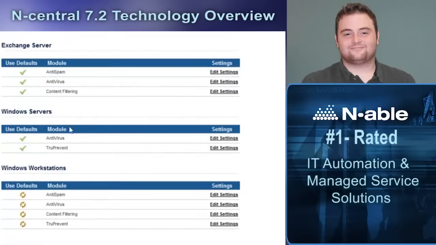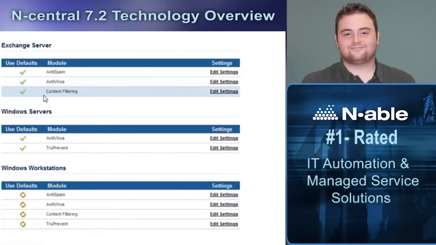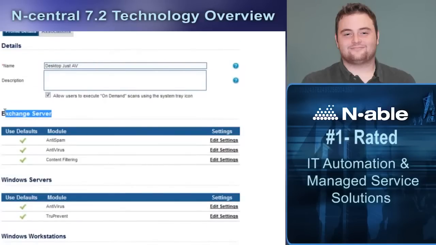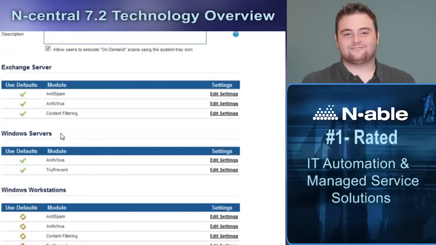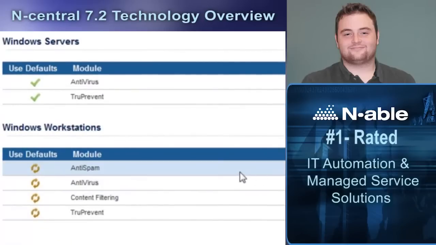Now, being that I've applied this to a workstation, the only thing that pertains in my example are these workstation settings. But you can see I also have support for Exchange server protection or Exchange level protection, as well as Windows servers. Now, I have this applied to a workstation. You can see I'm doing anti-spam on my workstation. I'm doing antivirus. I'm doing content filtering, as well as what's called TruePrevent, which is a software firewall.